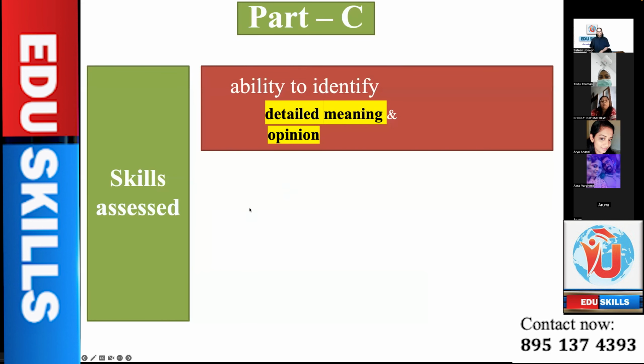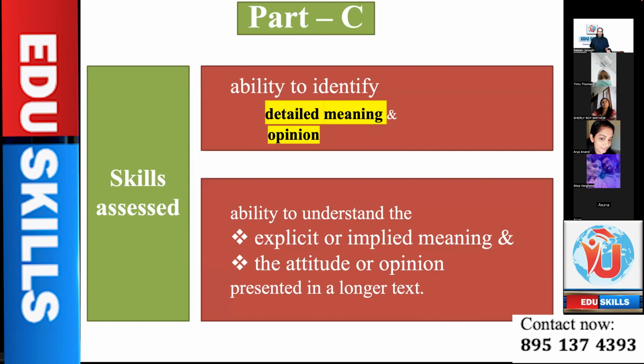Now, Part C, what are the skills assessed? Ability to identify detailed meaning and opinion. Your ability to understand or identify the detailed meaning and opinion of the author. Also the ability to understand the explicit or implied meaning. As we say, infer. The questions ask, what do you infer from this particular text? We will also learn about deduction, induction, and inference, all those things. So that will be a skill being assessed: explicit or implied meaning. That will not be directly given, but it will be implied in the text.